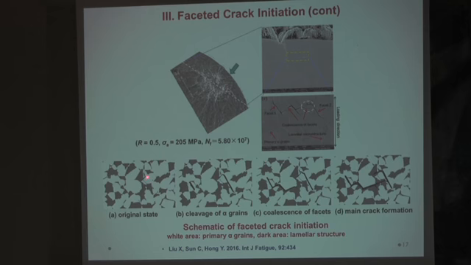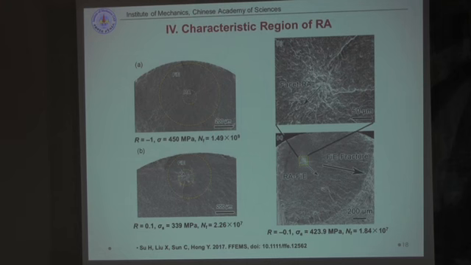And then we propose this type of crack initiation process mechanism. The first is the cleavage of alpha grains, and then coalescence of the facets, and also the vein crack formation, or coalescence together to form a vein crack. This is for the facet crack initiation.